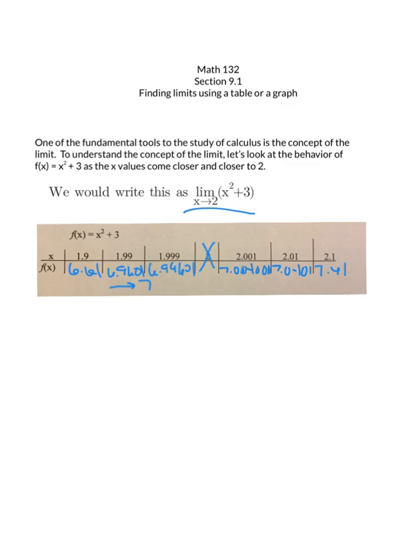And so if we look at these numbers, again, we are getting closer and closer to 7. So what we say about this function in looking at it is that the limit as x approaches 2 of the function x squared plus 3 gives us an answer of 7. Because as we came from the right and from the left, we approached the same value.